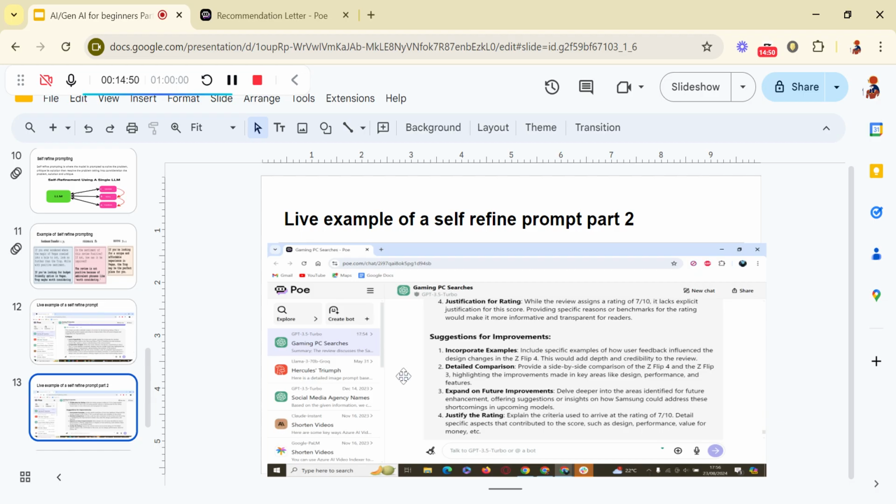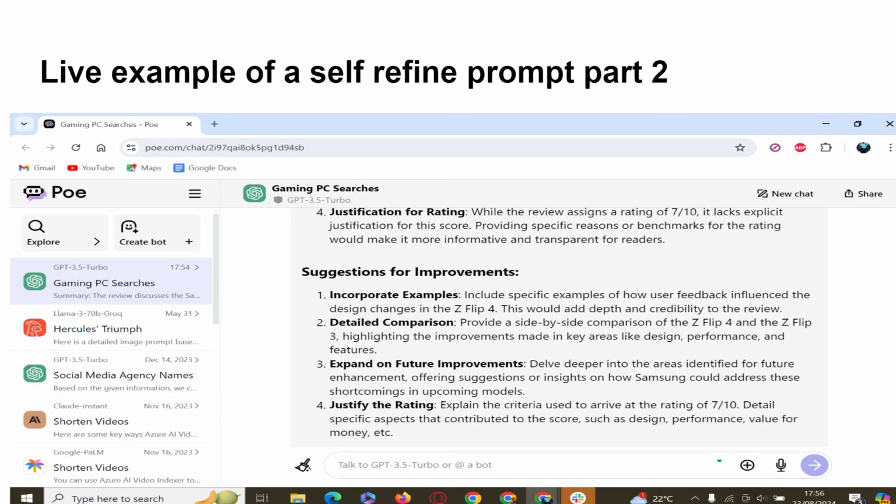Now, if we were to go to the second half of the self-refine prompt, it's given us suggestions for improvements. While this isn't necessarily a proper example of a self-refined prompt, this is generally how they're supposed to look.